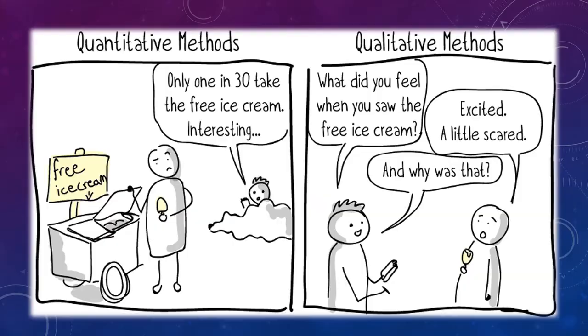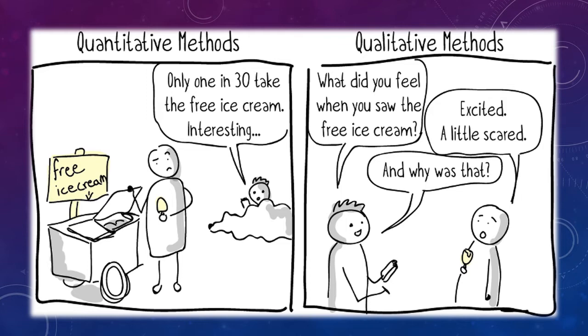In previous lessons, we have differentiated quantitative from qualitative research, and I think this is an illustration that depicts the contrast between quantitative methods and qualitative methods. As you can see, quantitative methods are concerned with numbers and making inferences or understanding the behavior or the phenomenon through statistics, whereas in qualitative methods, you are digging deeper, not just into the numbers, but looking at the what. For example, this person is asking, what did you feel when you saw the free ice cream? And also digging deeper into the why.